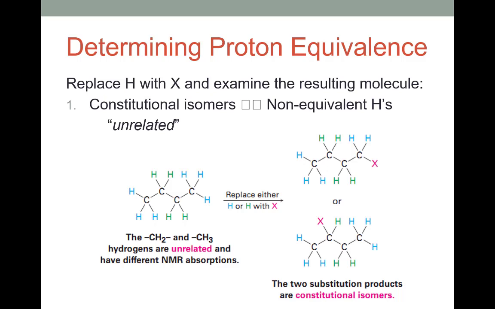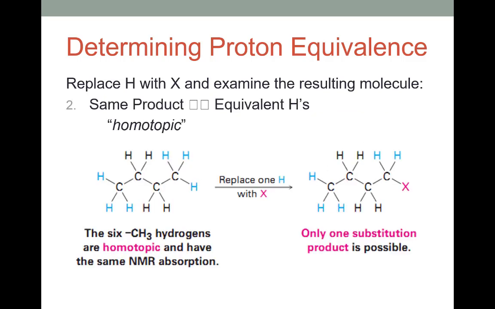Now notice, it's not shown on the slide, but if we replaced one of the blue hydrogens on the right side, we would get this top molecule. If we replaced one of the blue hydrogens on the left side, we would get actually the same product. It would just be turned around in space. Now when that happens, we would say that those hydrogens are equivalent, and we would use the word homotopic. These 2 hydrogens give the same signal, or they're in the same environment. So in this case, all 6 of the blue hydrogens are homotopic.